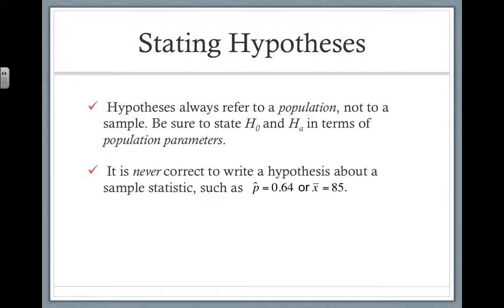Okay, so a few more things about a hypothesis. Hypotheses always refer to a population, not a sample. Be sure to state your null hypothesis and alternative hypothesis in terms of the population parameters. It is never correct to write a hypothesis about a sample statistic such as p hat or x bar. So it would just be for the population proportion p or the mean mu.